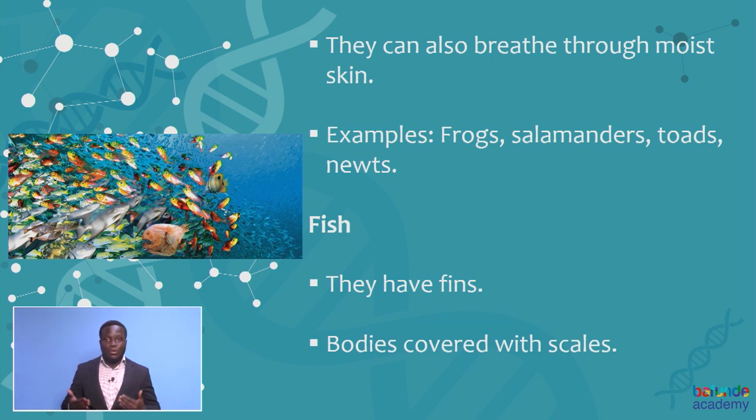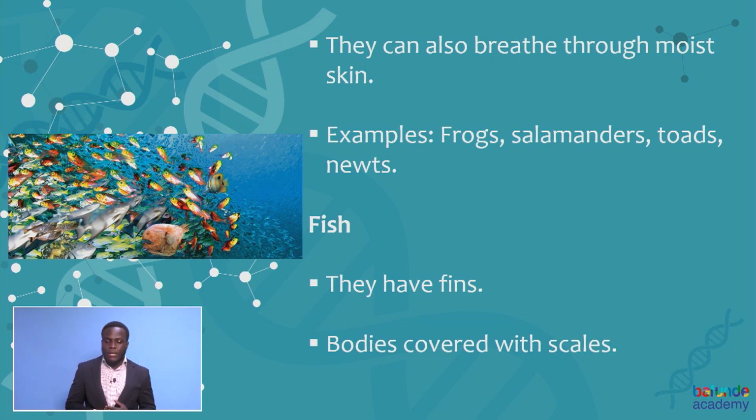So the next group of animals under the cold-blooded animals are the fish. So fish, the first characteristic is that they have fins, and they use fins for movement. They use the fins to propel them in water. So they move from one location to the next in search of food, in search of mates, by using these fins to propel them in water. And then their bodies are covered with scales.